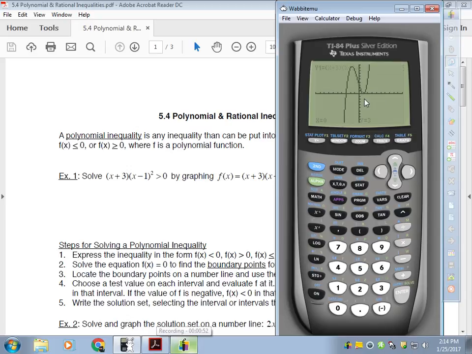If I hit the trace button, I can put a cursor on here and I can actually move it. I think this looks like -3, so I'm just going to type in -3 and see if that's true. And it turns out it is. At -3, the function does equal 0. This one looks like it might be 1, so let's try going to 1 and see. And yeah, it is. It's 1. So I have this spot at -3 and this spot at 1. Knowing where those are, I can actually write the answer to this inequality.